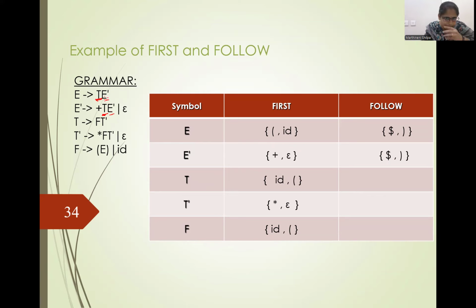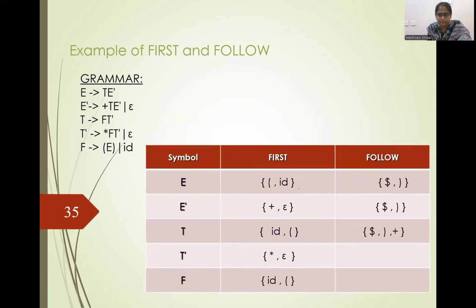If I replace E dash with plus here, that means T is followed by plus. That's okay. But the follow set doesn't contain epsilon. If I replace E dash with epsilon here, then T is not followed by any terminal. Then follow of T becomes follow of E. So follow of T will become dollar, closing bracket and plus.